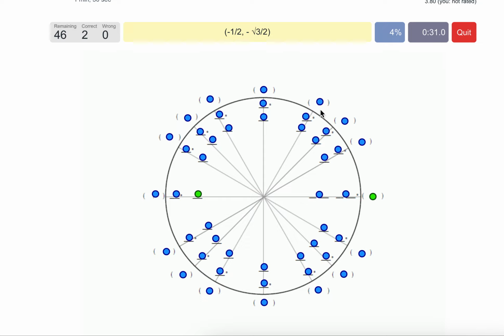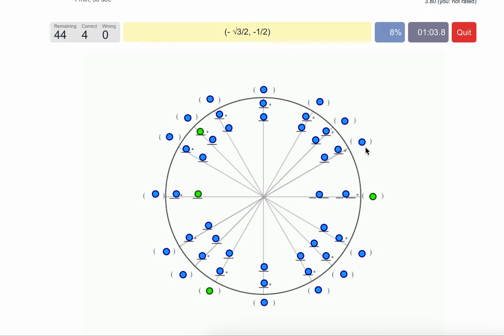The coordinate for this one is 1 over 2 comma square root 3 over 2, and right across from it is the negative version of both of them. So this is 180 and this is 90, so that'd be right there because that's the 45 line of the second quadrant.